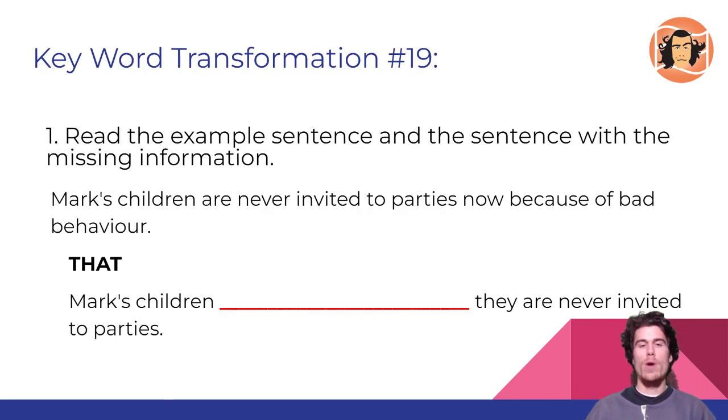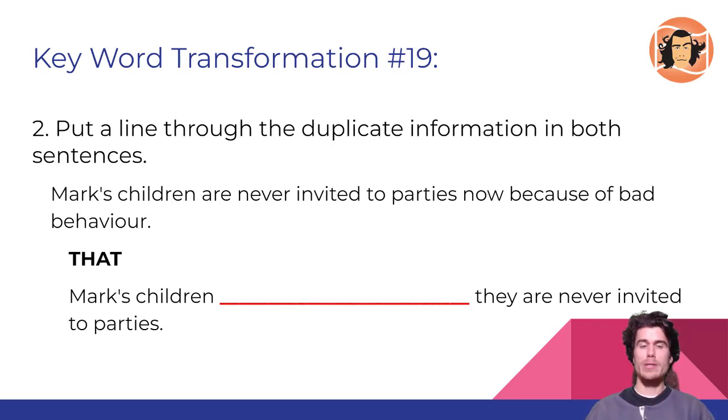So, step number 1 is to read the example sentence and the sentence with the missing information. Example sentence: Mark's children are never invited to parties now because of bad behaviour. And the sentence with the missing information: Mark's children, they are never invited to parties.